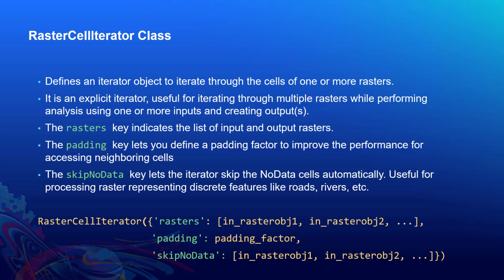The raster key indicates the list of input and output rasters. The padding key lets you define a padding factor. It actually improves accessing the neighboring cells if you are using neighborhood notation. The skip no data key lets you skip the no data cells automatically. This is very useful when you are processing rasters representing discrete features like roads and rivers, where only a few cells have values and most of them have no data.